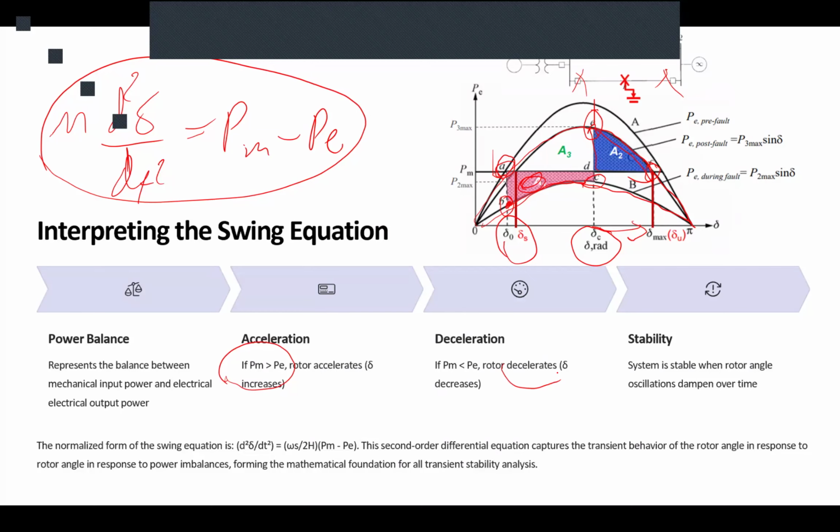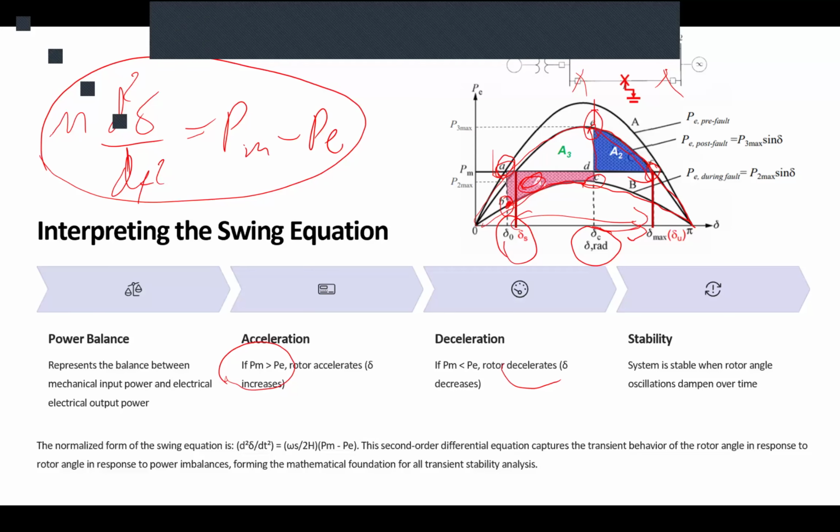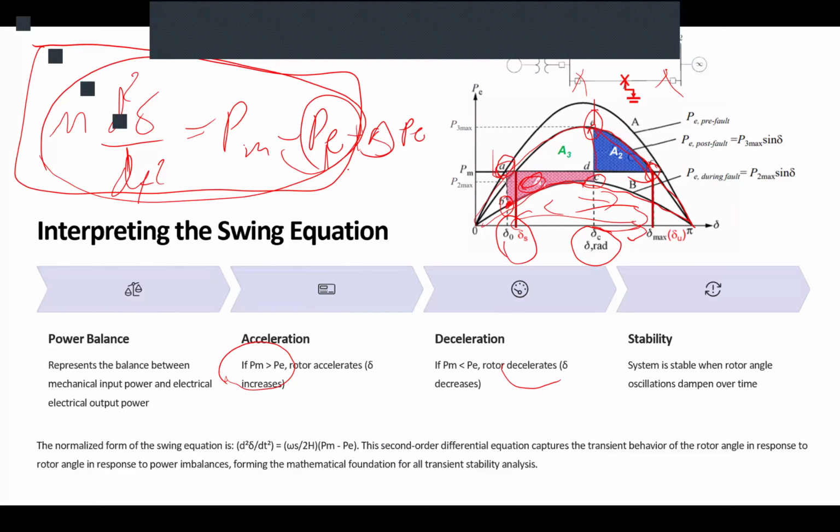Now, in our system, when the fault happened, these changes, the changes of the delta, are going to be the response of our system to those disturbances in PE or PM. There is a delta here. We want to see what happened. Delta P, okay? We want to see what happened.